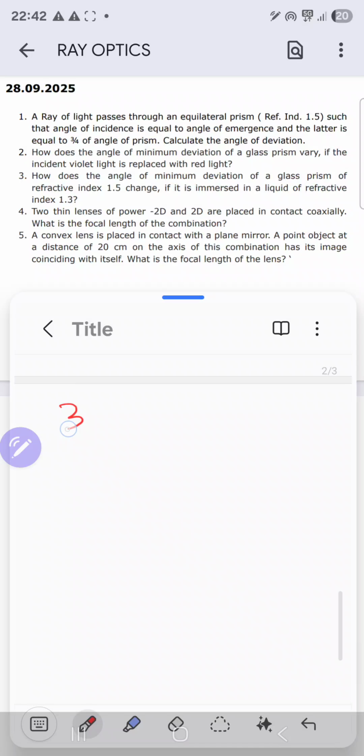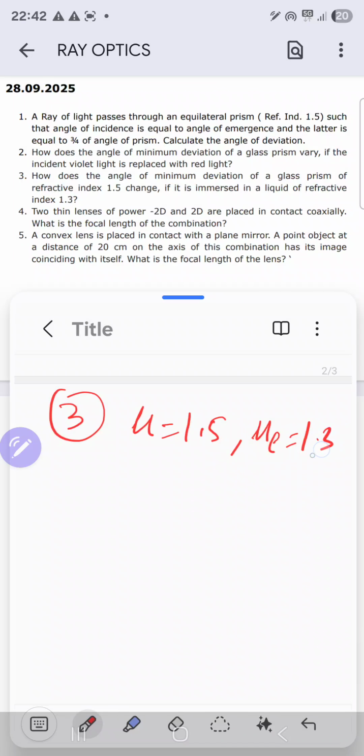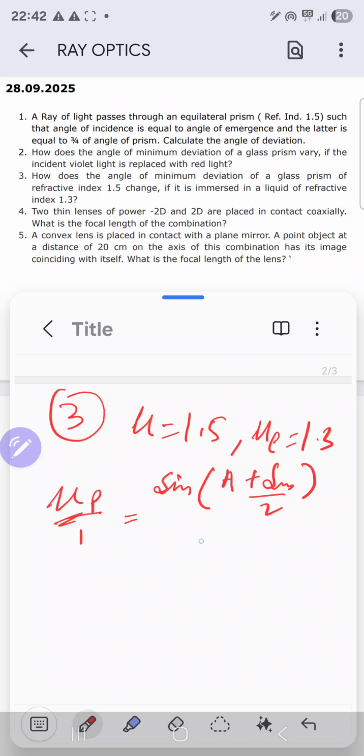Question number 3, how does the angle of minimum deviation of a glass prism of refractive index 1.5 change if it is immersed in a liquid of refractive index 1.3? Okay, we have to again find out the angle of minimum deviation of the glass prism. Now you see, when this prism is lying in air, the refractive index is 1, so this would be sine of (A plus delta m) by 2 over sine of A by 2.